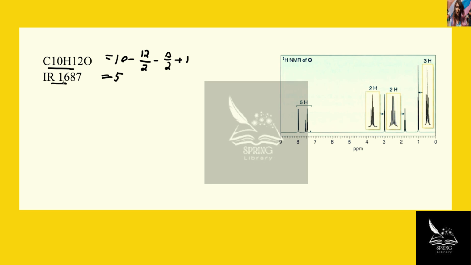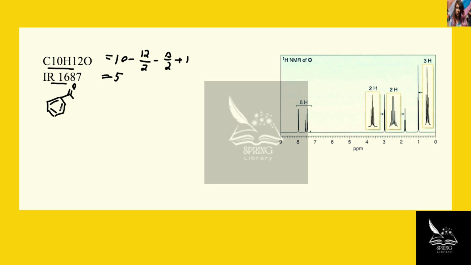And we have an IR of 1687, so we know that we're going to have some sort of ketone, actually a conjugated ketone in our molecule. And now we need to go to the IR spectra to understand why we say a conjugated ketone. So a conjugated ketone means that it is directly bonded to some sort of aromatic ring, such as a benzene ring. So benzene is conjugated, and we have a conjugated ketone that's right off the benzene ring.